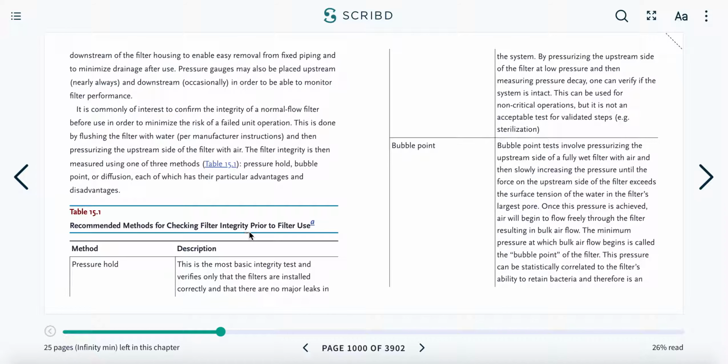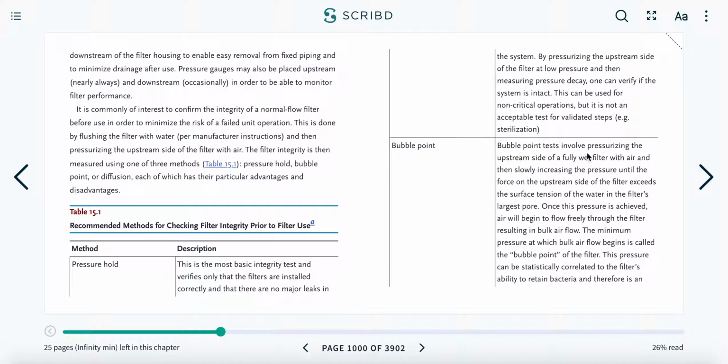So these are the tests that are done prior to filter use. Pressure hold test: this is the most basic one, and it tests for no major leaks in the system. You pressurize the upstream side of the filter at low pressure and then measure pressure decay, and then you can verify whether the system is intact or not.